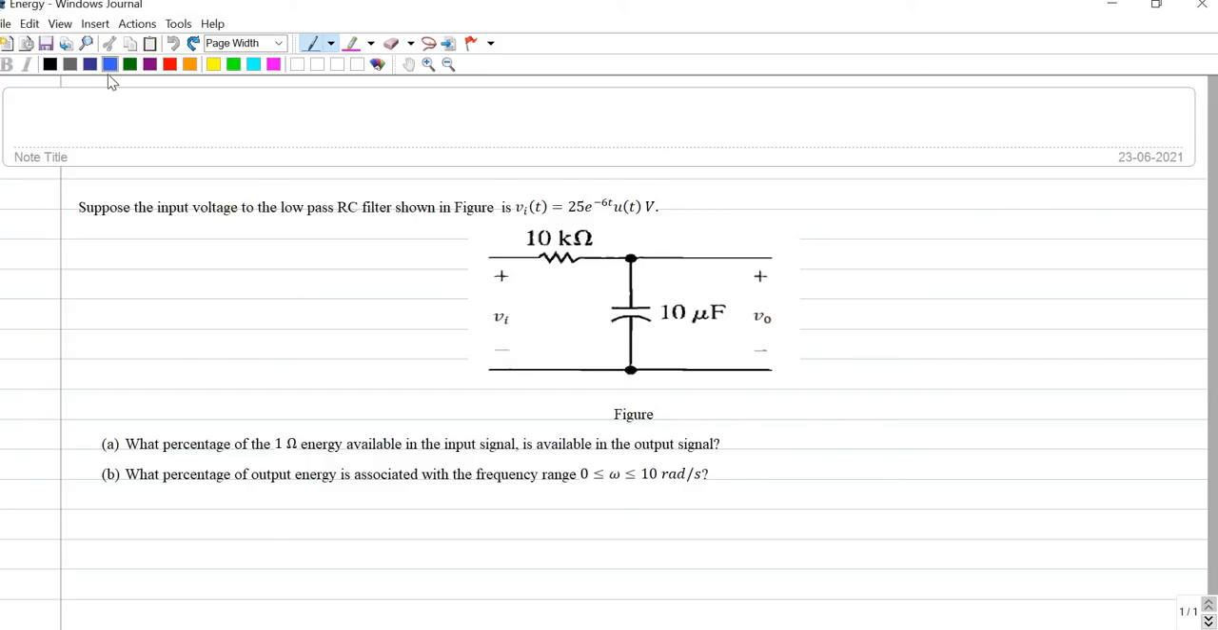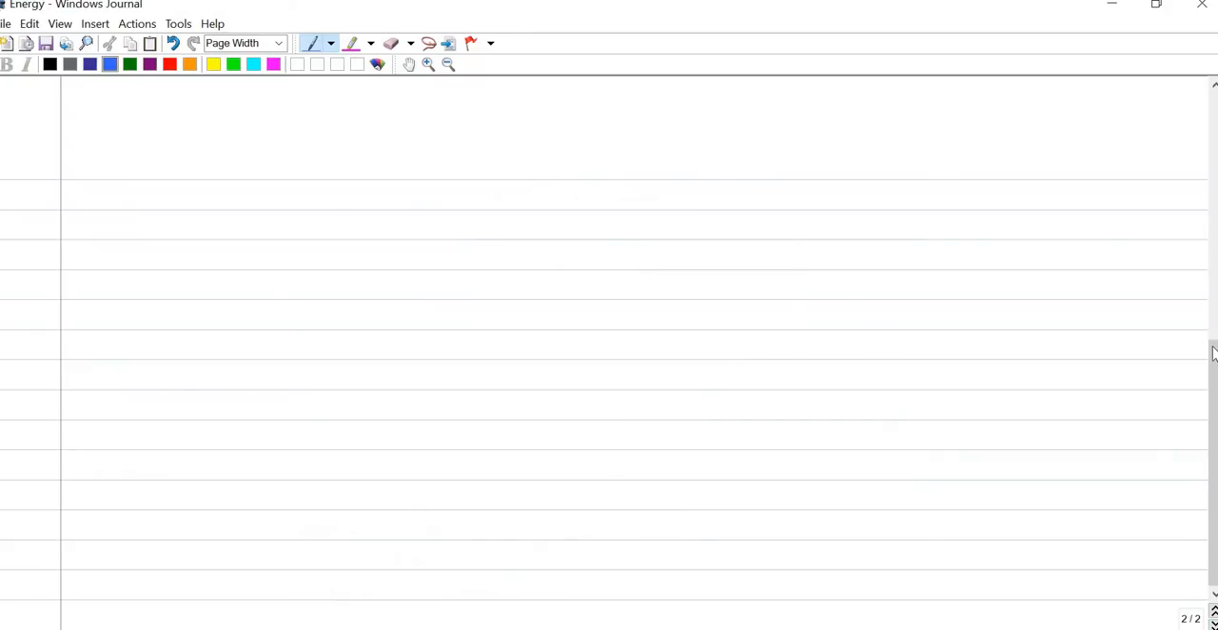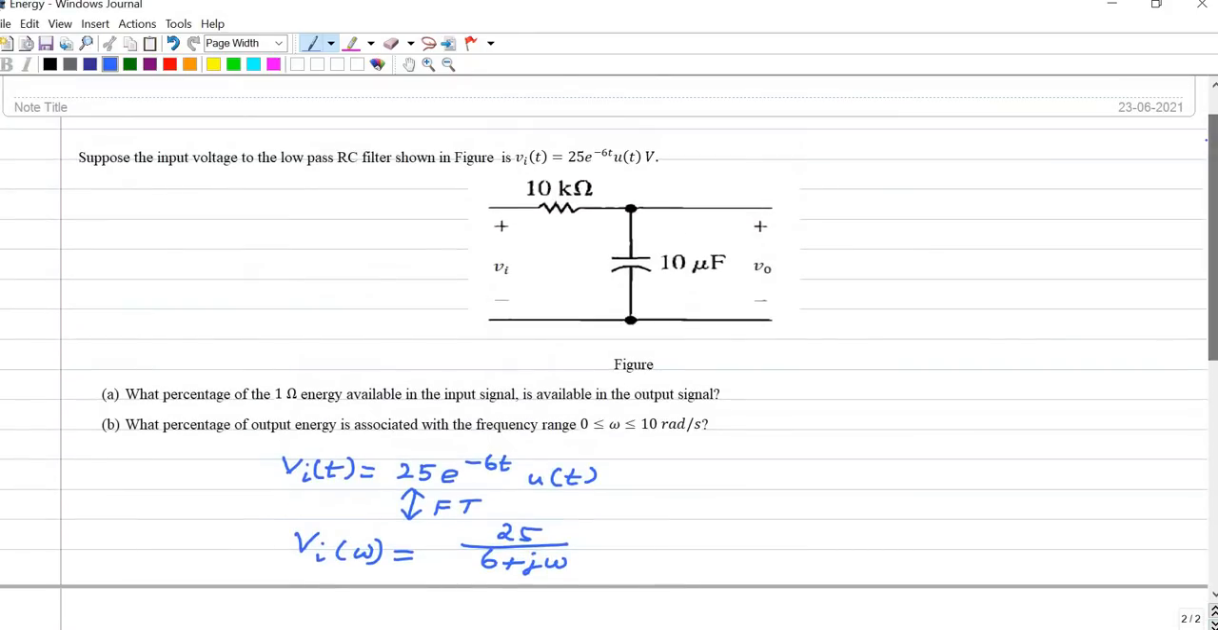We know Parseval's theorem, whether you calculate the energy in time domain or frequency domain, the value is not going to change. So let me take the input signal Vi of t is 25 e power minus 60 u of t. If we take Fourier transform for this, Vi of omega is 25 divided by 60 plus j omega.